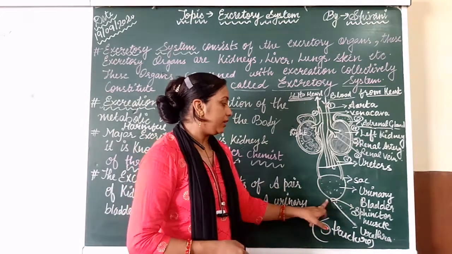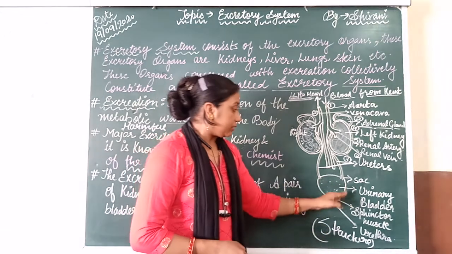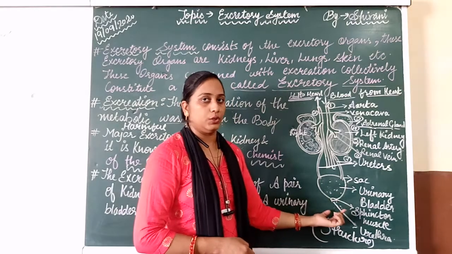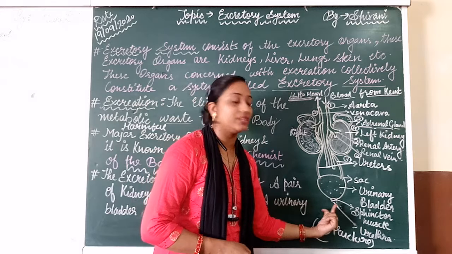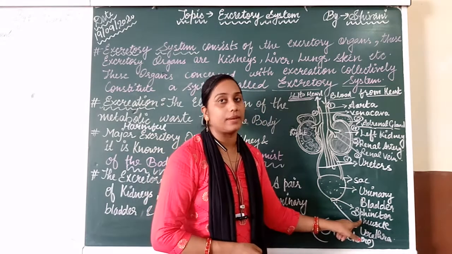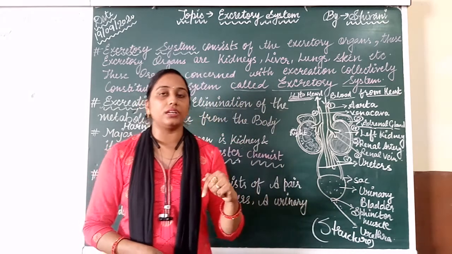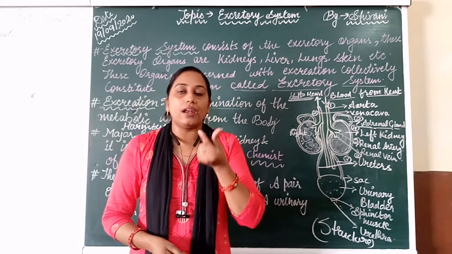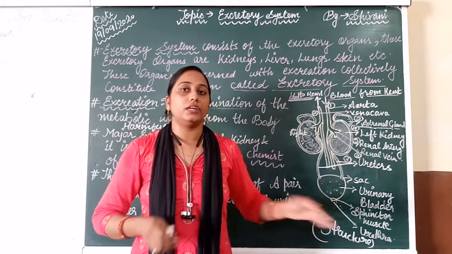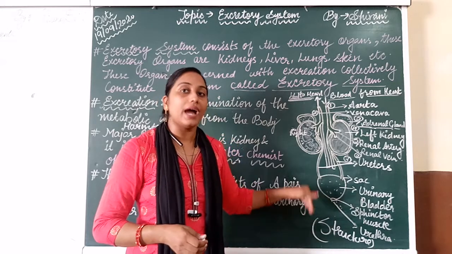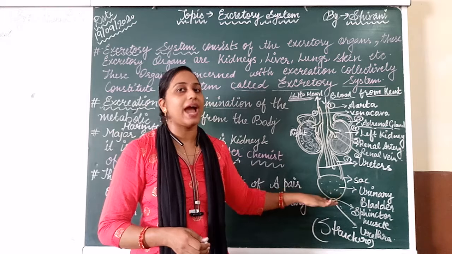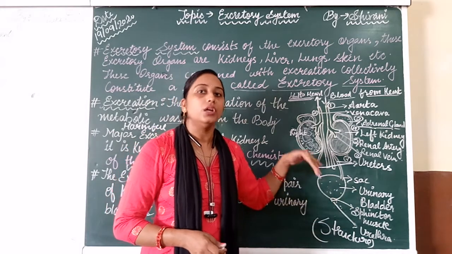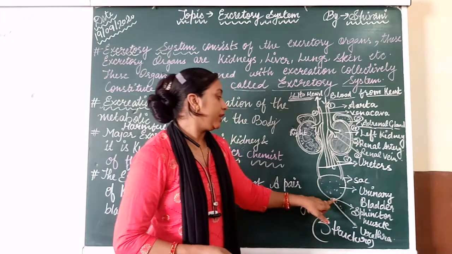The next thing is the muscle present below the urinary bladder, and the name of this muscle is the sphincter muscle. The sphincter muscle is a ring-like structure which helps in holding the urine in the bladder, and while we micturate, the sphincter muscle opens and the urine moves towards the urethra.